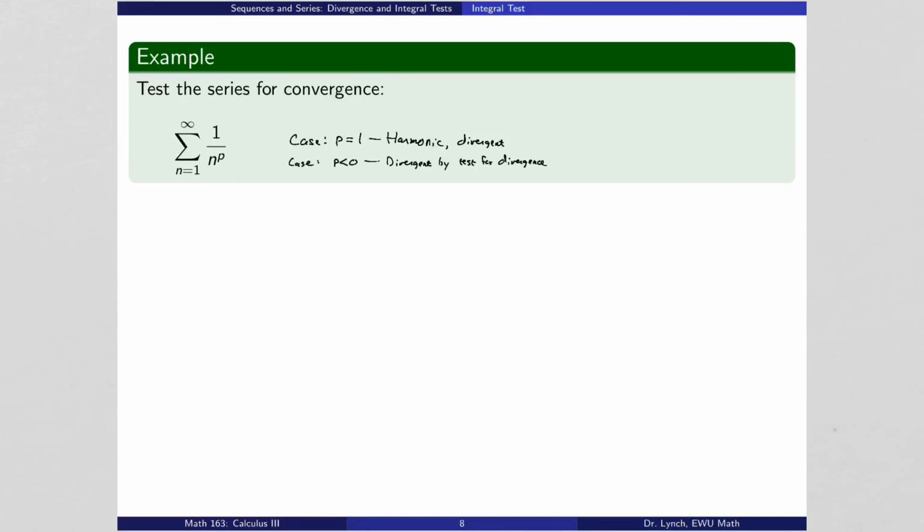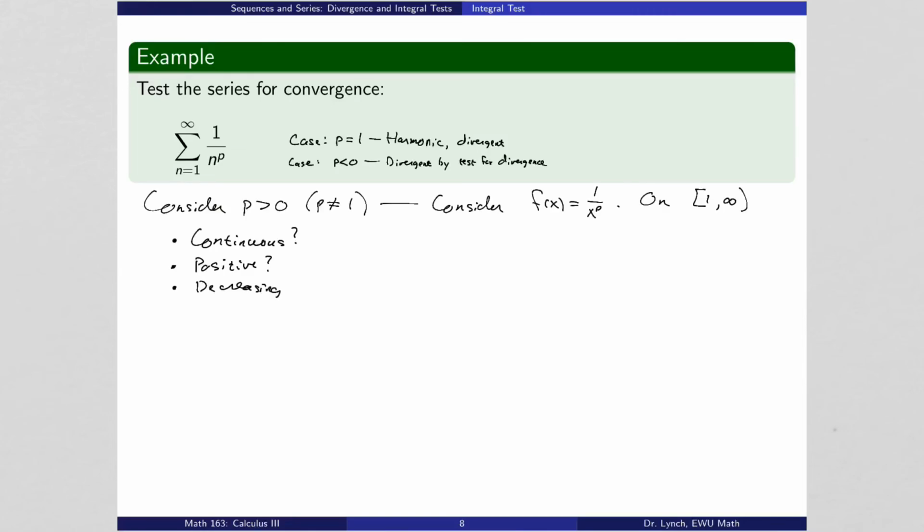So we'll go ahead and think about this series for p positive and p not equal to 1, and take the function f of x to be 1 over x to the p. So here's our function f of x equals 1 over x to the p. Of course, this function is continuous, it's positive, and it does turn out to be decreasing. Just look at the derivative. So the integral test says that the series and the improper integral converge or diverge together.